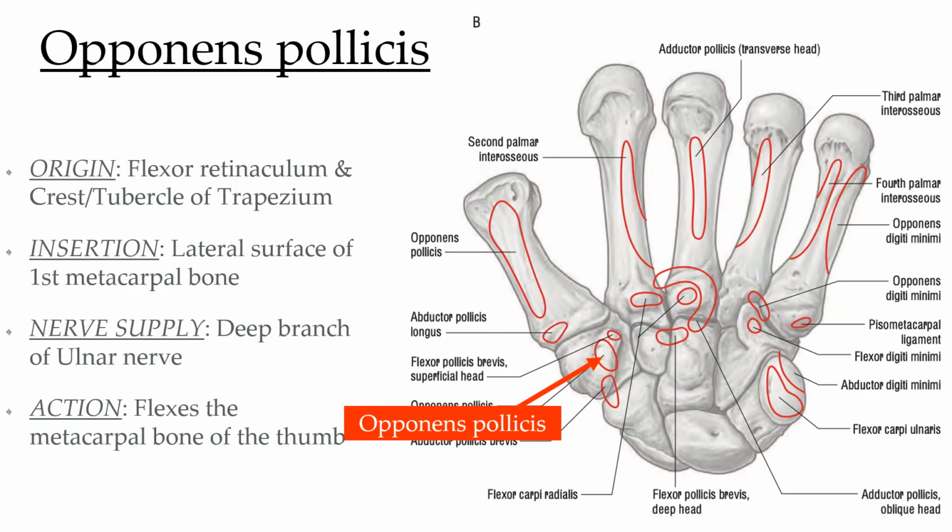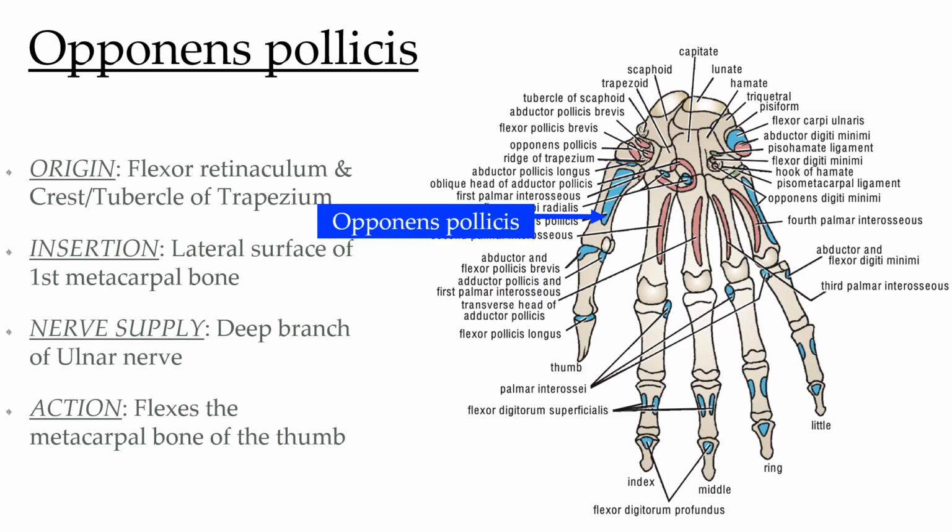The next muscle in the group is opponens pollicis. This muscle takes origin from the flexor retinaculum and from the crest of the trapezium. So in the illustration here, this is the crest of the trapezium and this is the site of origin of opponens pollicis. The site of insertion of opponens pollicis is over the lateral surface of the first metacarpal. This is the first metacarpal and this is the site of insertion.